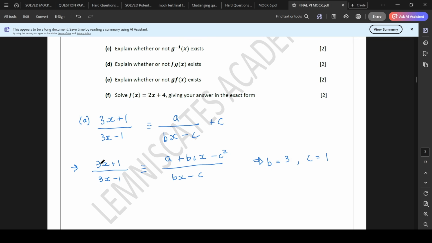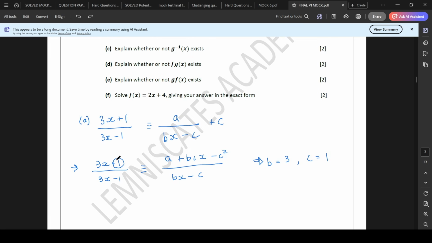For a, I'll need to compare the constant in the numerator. Why? Because the coefficient of x, which is 3, is going to give me the values of this bc, right? So of course I can compare it, that 3 into 1 is 3. So of course our b and c values are correct. That is just a cross check that I've done. But I can't find the value of a using the coefficient of x.